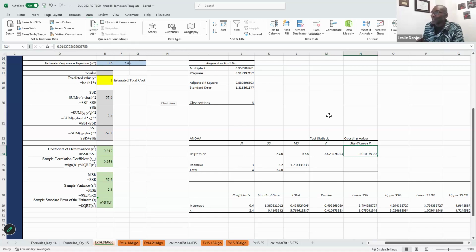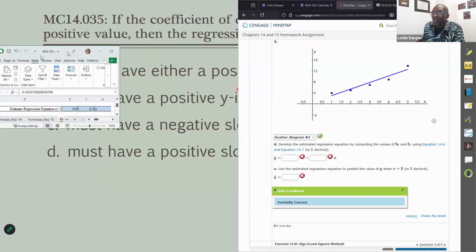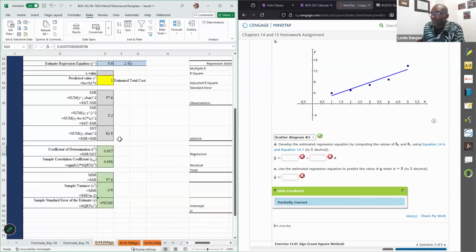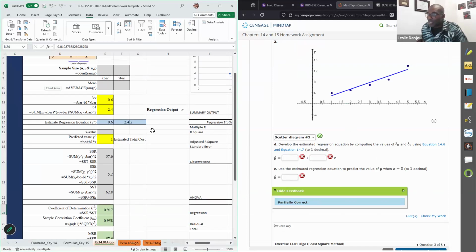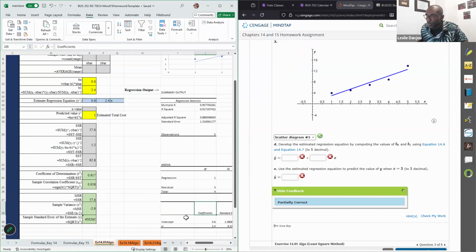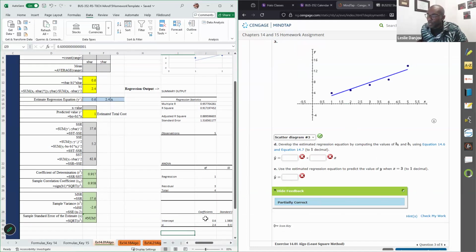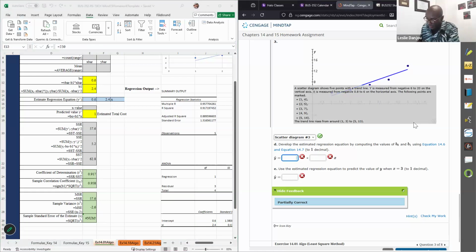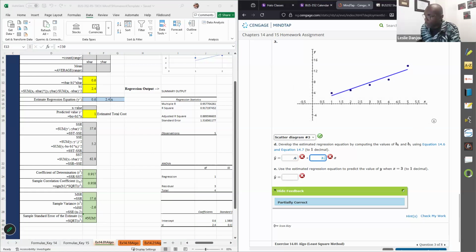All right. So with that said, I'm going to slide this back over. That B0, let me zoom out. This B0, let me go down just a little bit right here. This B0 will automatically show up right here as your B0. This B1, if you did it right, will show up right here. So those are the two numbers that they're asking for, 0.6 and 2.4. Check your work.